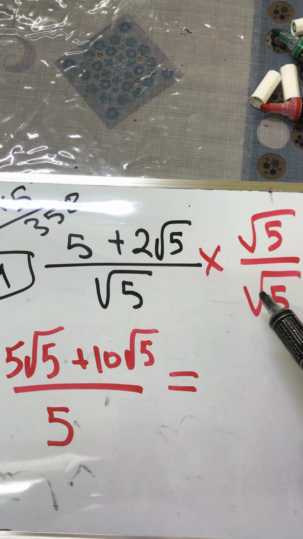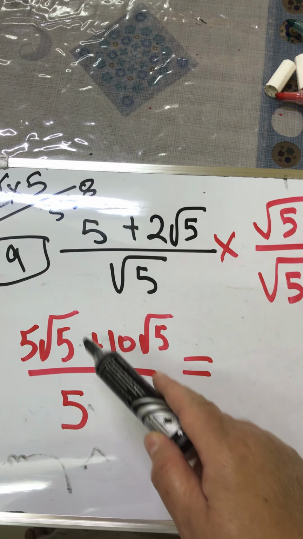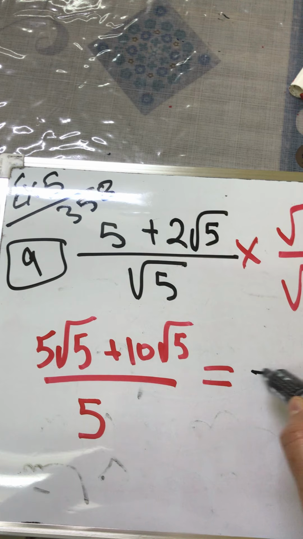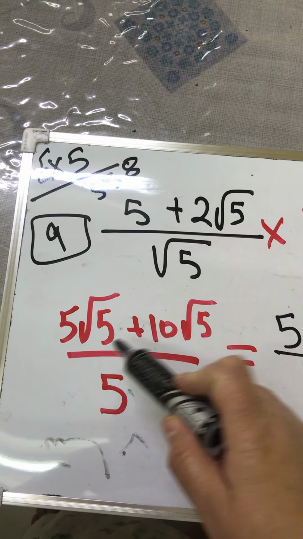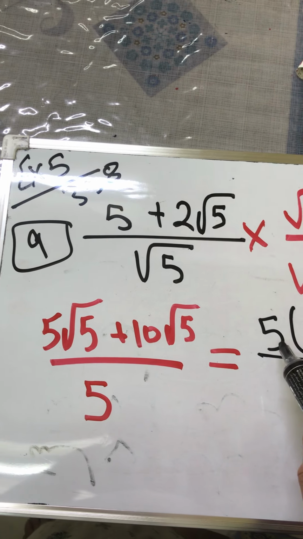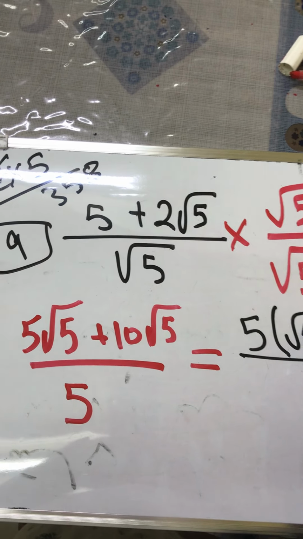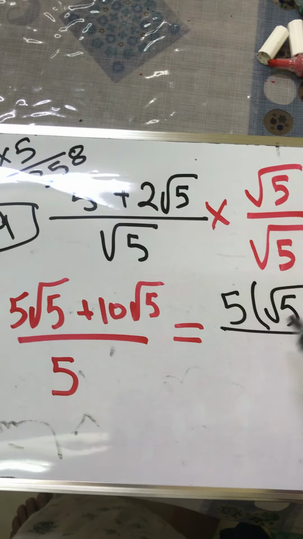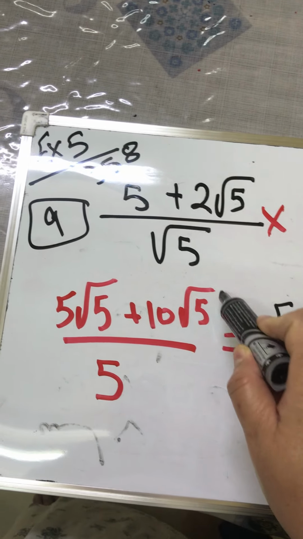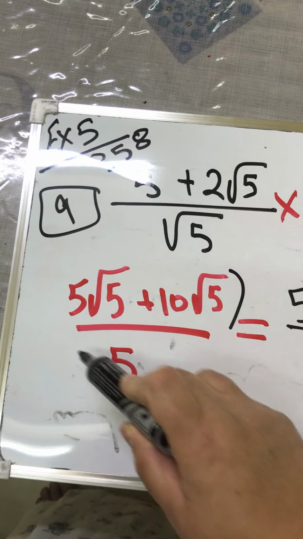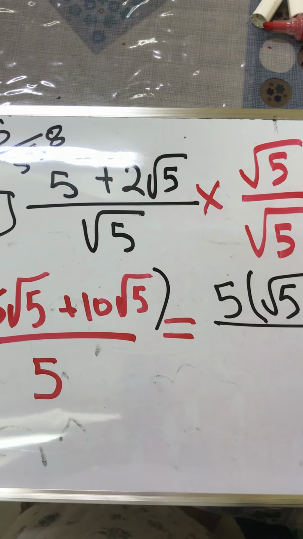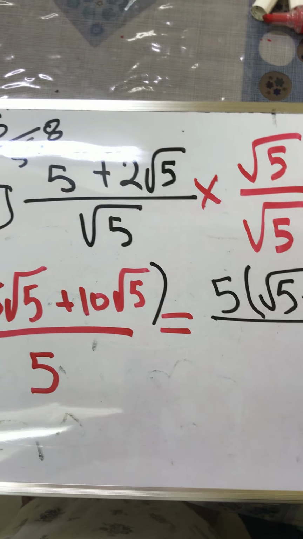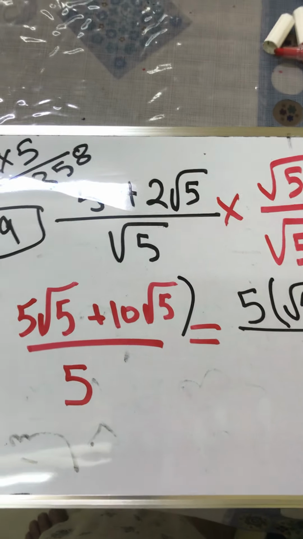Down, square root of 5 times square root of 5 equals 5. I have to simplify this fraction. I'll take 5 as a common factor up. Then open brackets. 5 square root of 5 divided by 5 equals square root of 5, because I'll cancel 5 with 5 equals 1. Plus 10 square root of 5 divided by the common factor 5. So it will be 2 square root of 5.